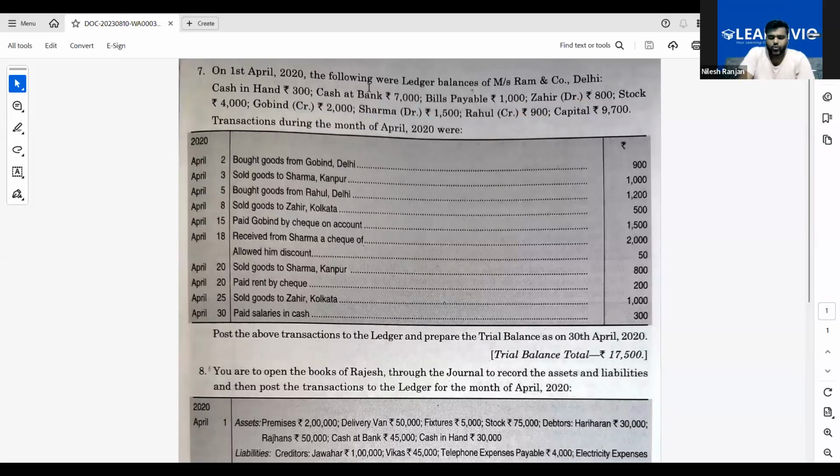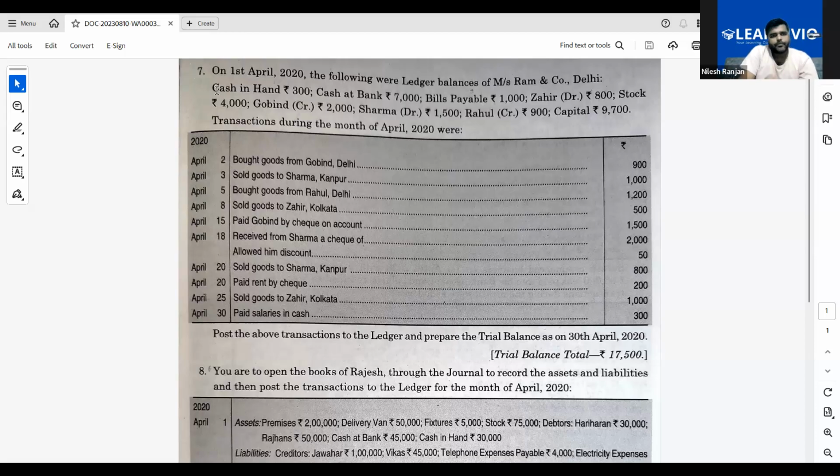So this is the question with the opening balance, and then there are some transactions. We have already covered the transaction part, how it will be written in a journal entry and how it will be transferred to the ledger. But we have discussed this in the previous class about opening balance. I think you have not solved any question related to this. Yeah, I didn't solve any question related to the opening balance.